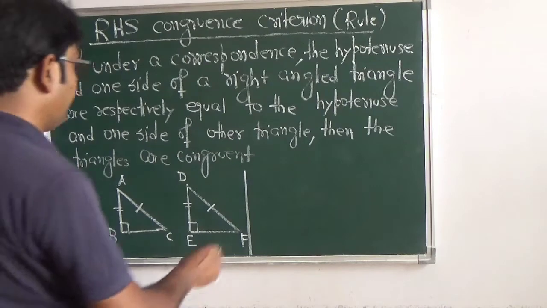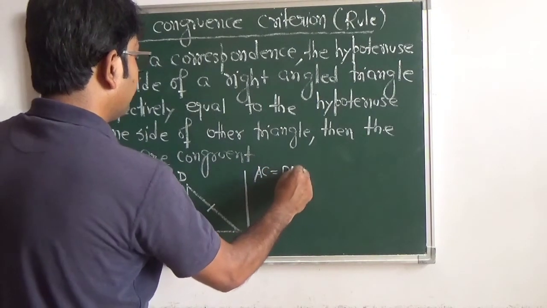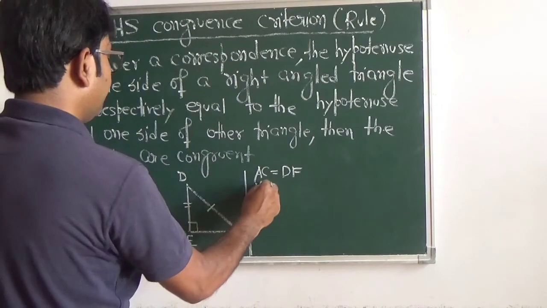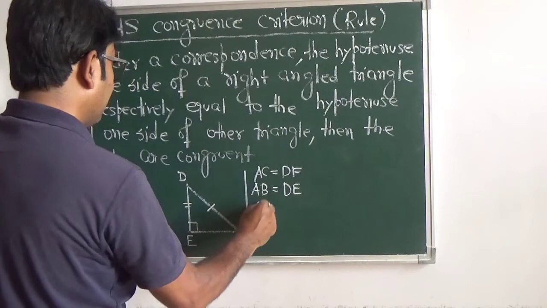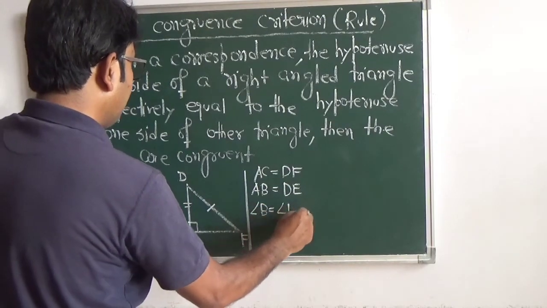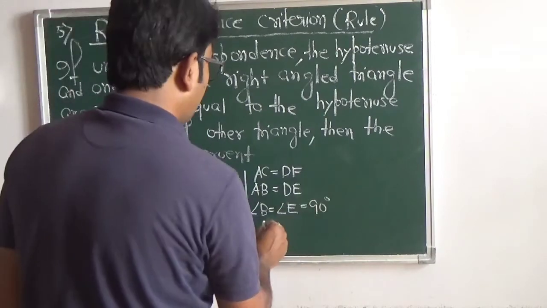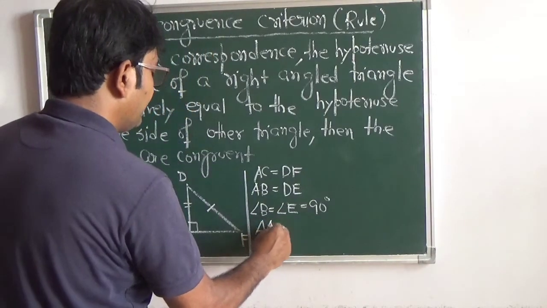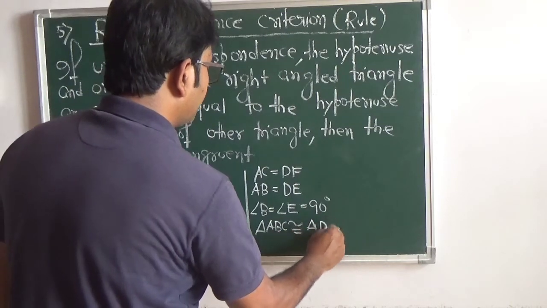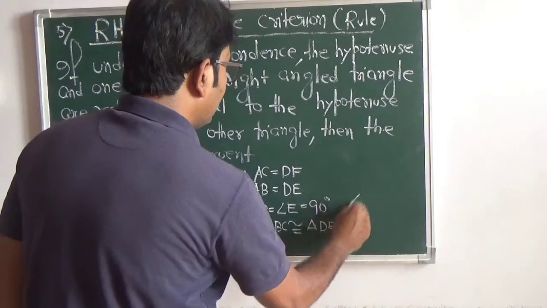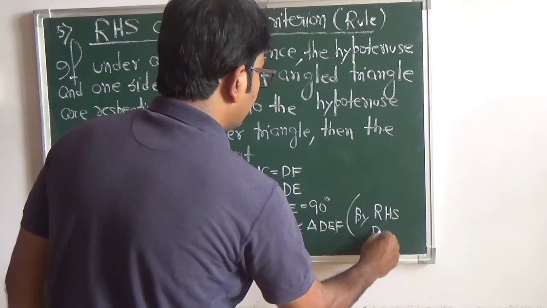So if you write, if the hypotenuse, that is AC, equals DF, AB is equal to DE, and obviously angle B equals angle E equals 90 degrees, then we can say triangle ABC is congruent to triangle DEF, and this is by RHS rule.